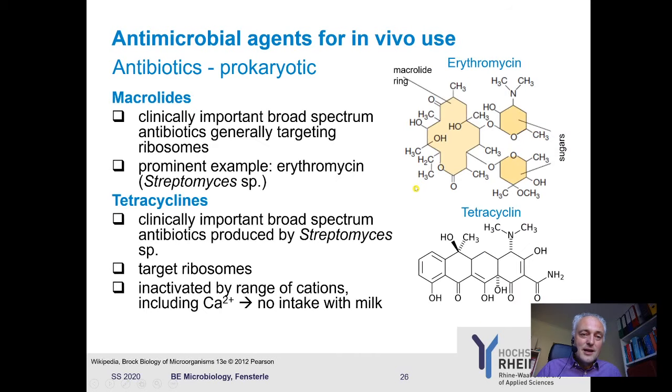Okay. Now we come to another group. These are the macrolides. A representative is erythromycin, and these are broad-spectrum antibiotics targeting ribosomes. Yeah. So then we have tetracycline. Tetracycline, like streptomycin, for example, comes from Streptomyces, and they're broad-spectrum antibiotics also targeting ribosomes.